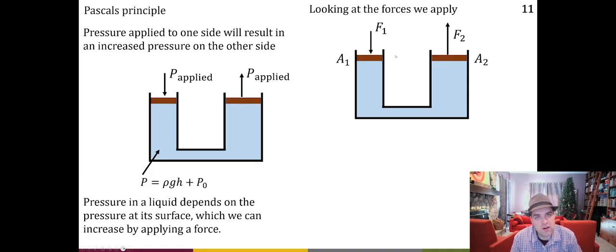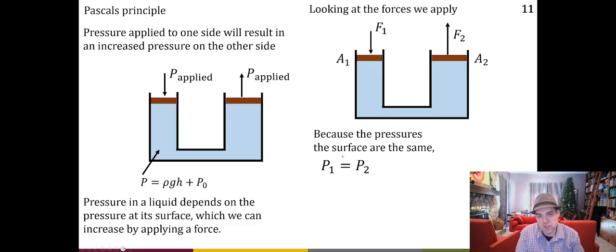So for instance here, if I apply a force F1 to area A1 on this side, it's going to result in force F2 with area A2 on this side. So from Pascal's principle, these two pressures must be the same. The pressure on this side must be the same as the pressure on that side. And pressure is force over area. So we get F1 over A1 equals F2 over A2. And this is another version of Pascal's principle.